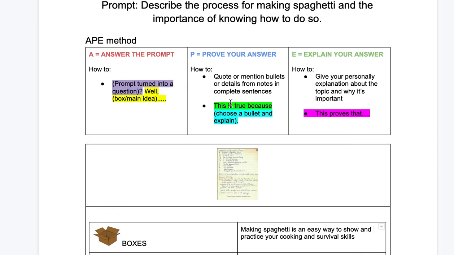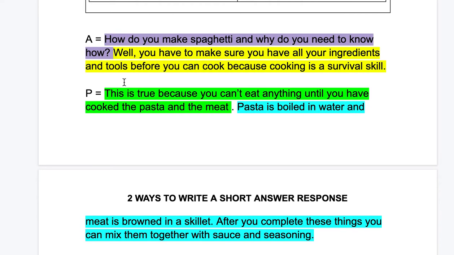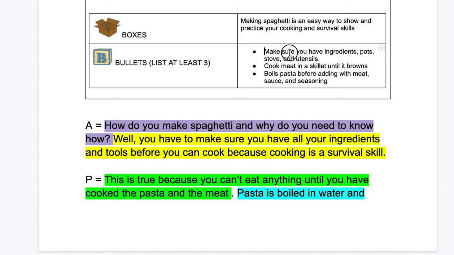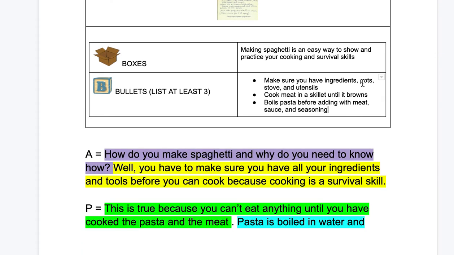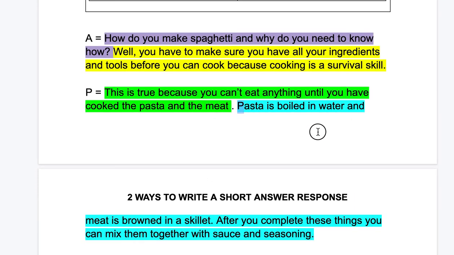Now, prove your answer. This is where I'm putting in my bullets, those details. So, P. This is true because you can't eat anything until you have cooked the pasta and the meat. Pasta is boiled in the water and meat is browned in the skillet. After you complete these things, you can mix them together with sauce and seasoning. Now, did I copy word for word my bullets, or the details that I provided after reading the article about making spaghetti? No, I did not do that. I just took some of what I needed and put it here in the blue. These are the details, my bullets, okay?